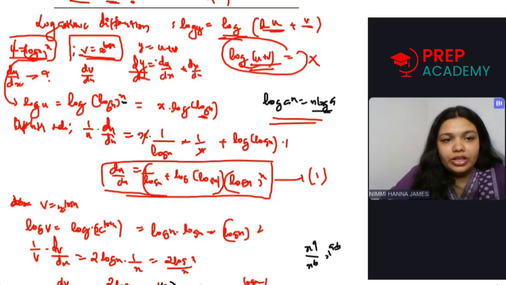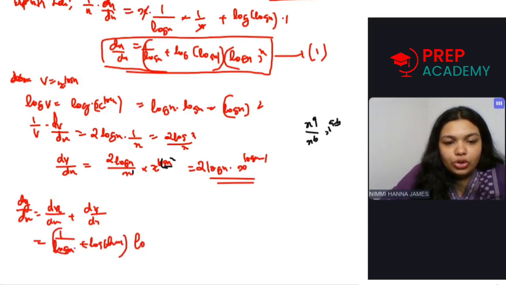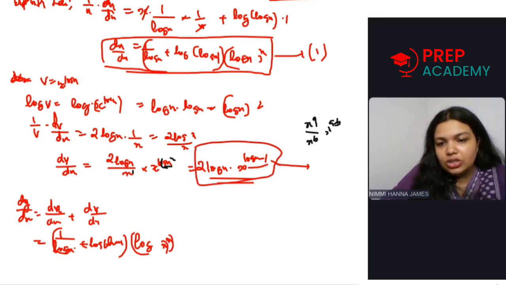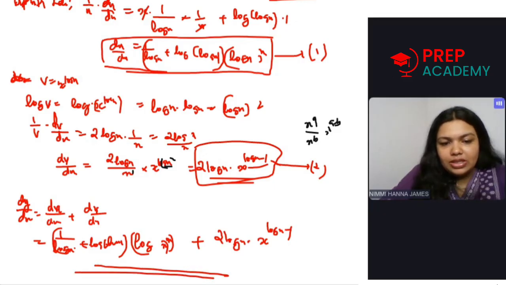Now for finding, we wanted this differential, that is dy by dx. Just combining them. Dy by dx, as we have said, it is du by dx plus dv by dx. So that is equal to du by dx is 1 by log x plus log of log x into log x raised to x. Just substituted the value from equation number 2, that is dv by dx, plus x raised to log x minus 1 into 2 log x. So this is the final answer.